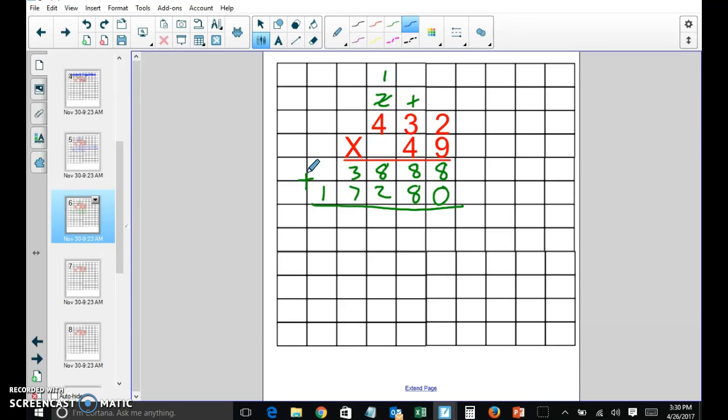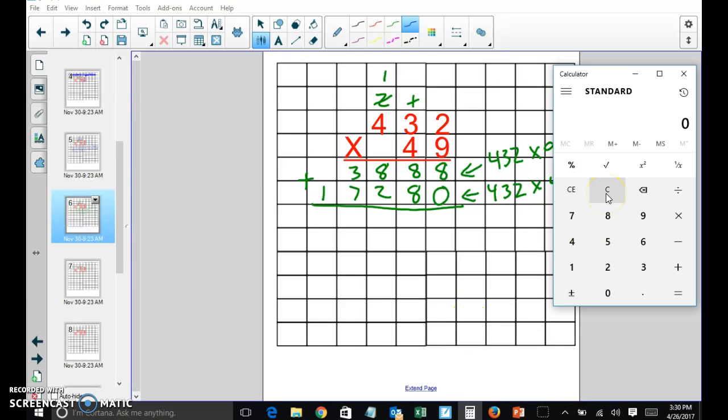So obviously you wouldn't show this, but as a teacher I'd like for you to see this. Here what I've done was 432 times 9. And then down here what I did, 432 times 40. So let's combine those with addition.